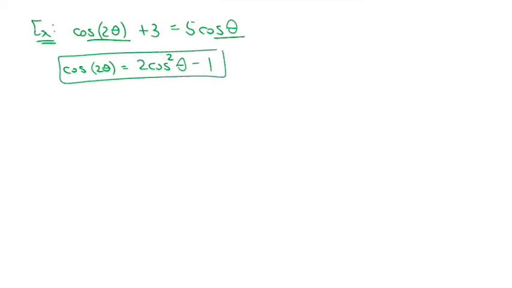Because if you don't use this one, there's no way of getting to the solution, because then you're starting to mix sines and cosines, and you really don't want to do that. So I'm going to rewrite cosine of 2 theta in this format. So this becomes 2 cosine squared theta minus 1 plus 3, in parentheses, is equal to 5 cosine of theta. So I rewrite the whole problem so that my angle is now a single angle rather than a double angle. Alright, now what?